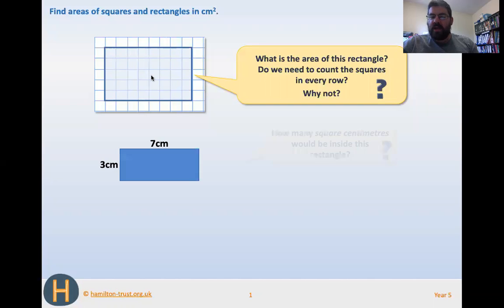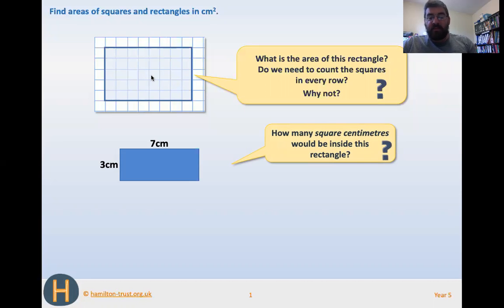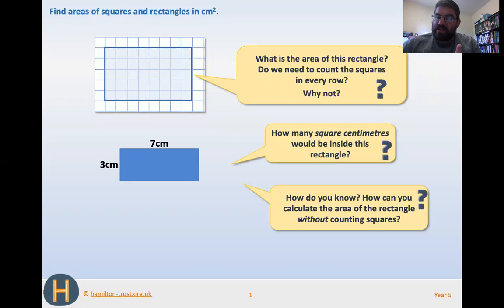We're going to remind ourselves of the quick way to work out the area of a rectangle. Here's another rectangle, not quite so helpful because it's not on a piece of squared paper. So we're going to have a look at this one now. We'll come back to our other rectangle in a moment. Because the question, I suppose we could ask how many square centimeters would be inside this rectangle. Well, we would have 1 here, 1 here, 1 here. That would be 1, 2, 3. Then another, and then another. But we don't need to do that. We can just calculate it without counting any squares.